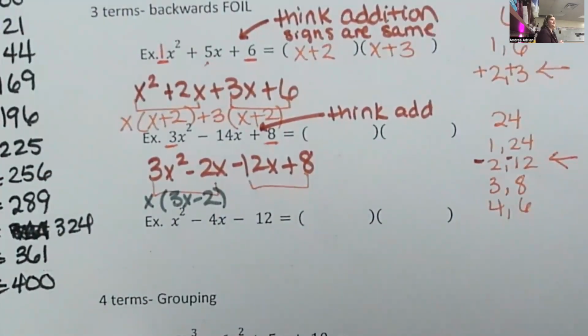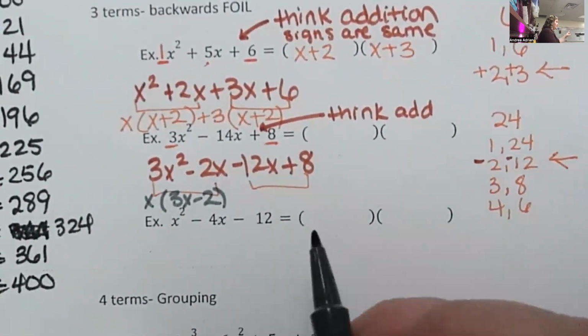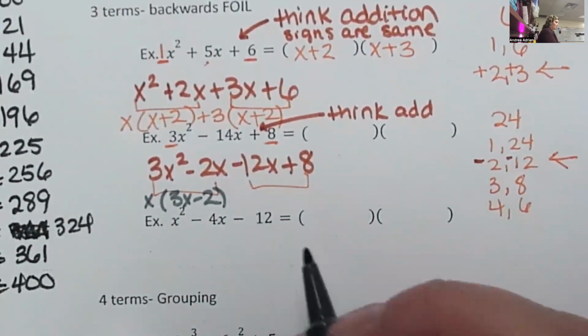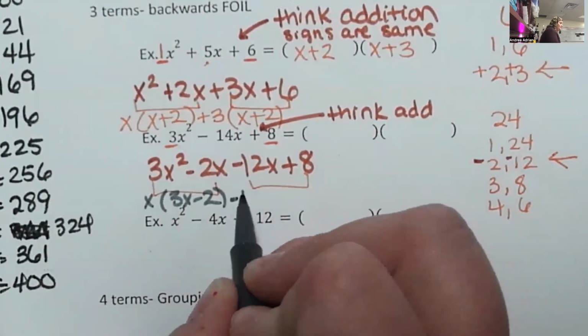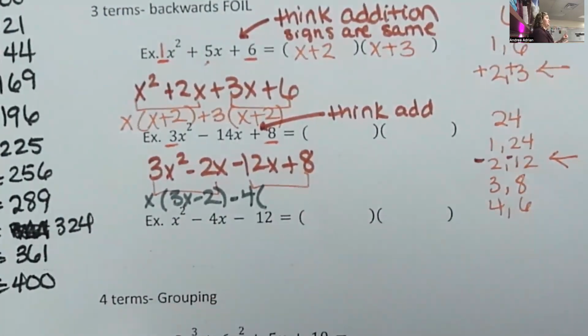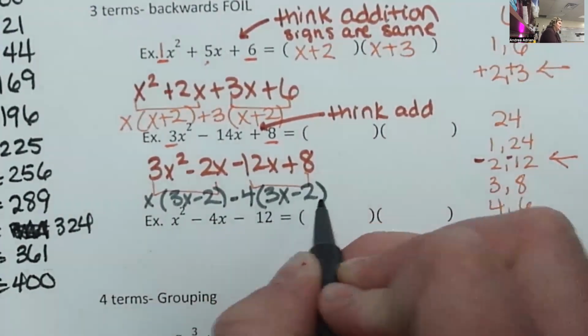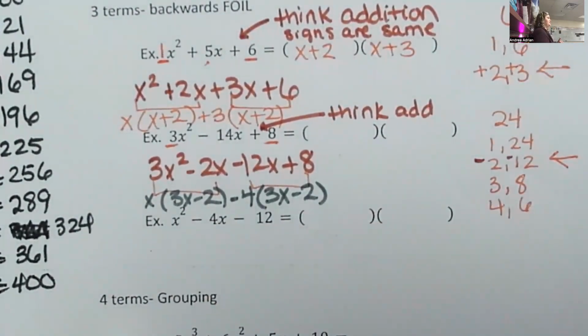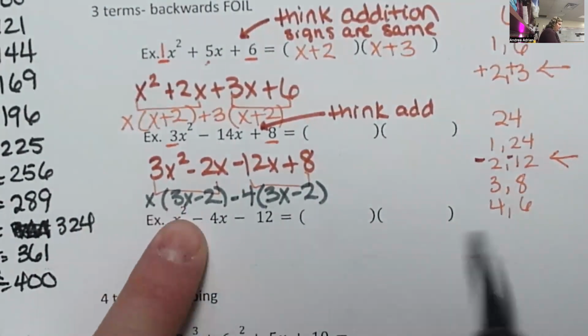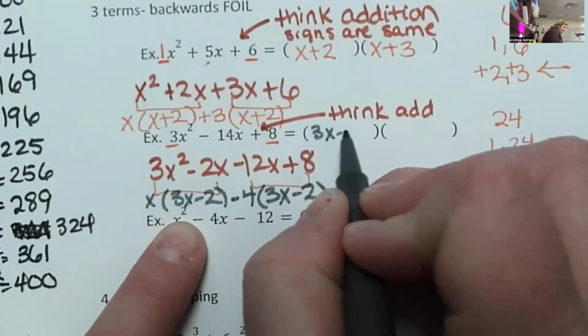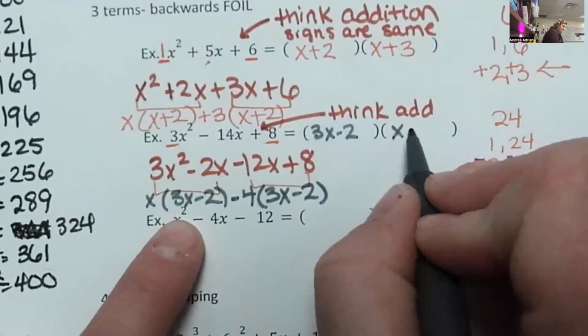What should I take out of my second group? One second. I could take out a 4, couldn't I? Could do more than 2. Let's take out a 4. And I'm going to take out a negative 4 because we always want that first term to be positive. So 3x minus 2. Do you see it now? Where you've got that 24? Okay. These match, so that's good. So we're going to write it here. And then x minus 4.